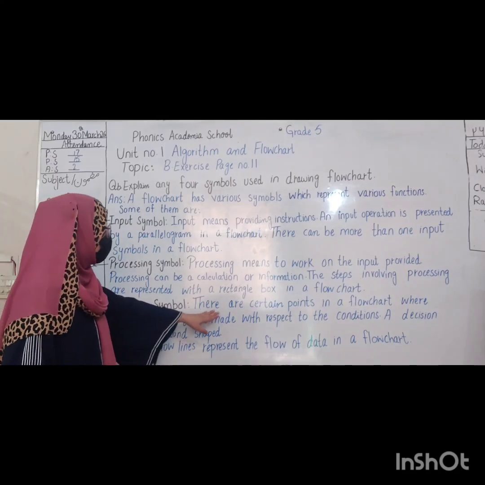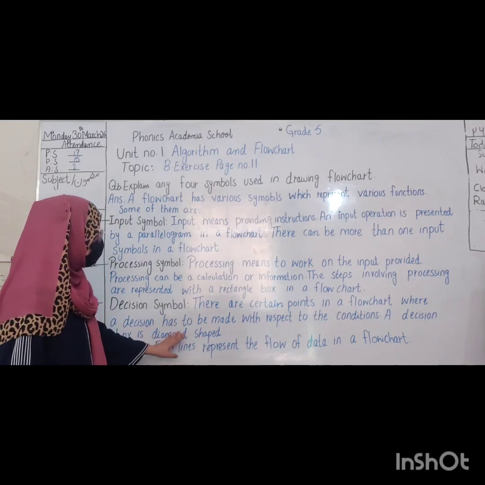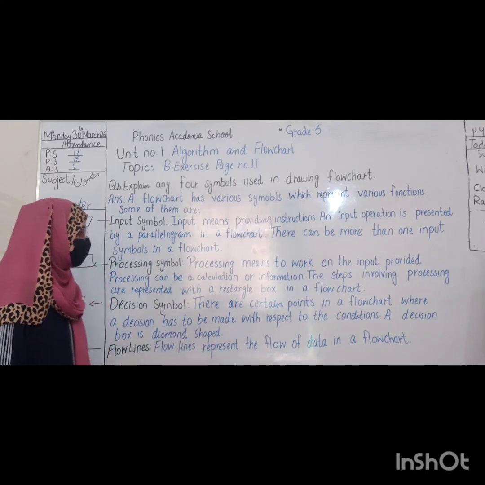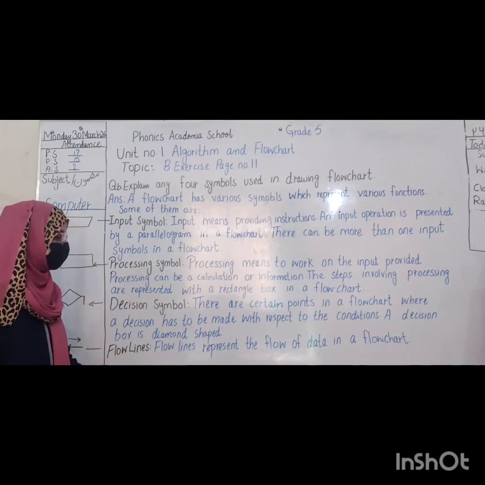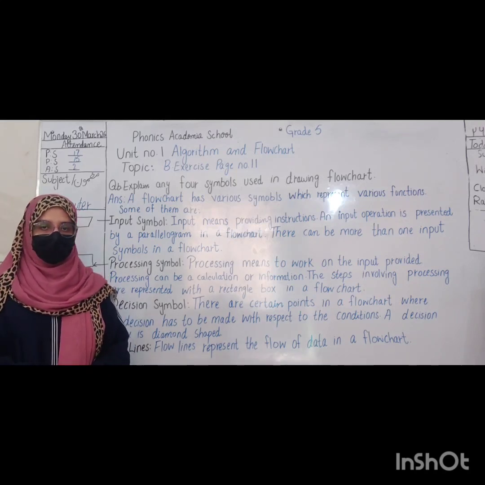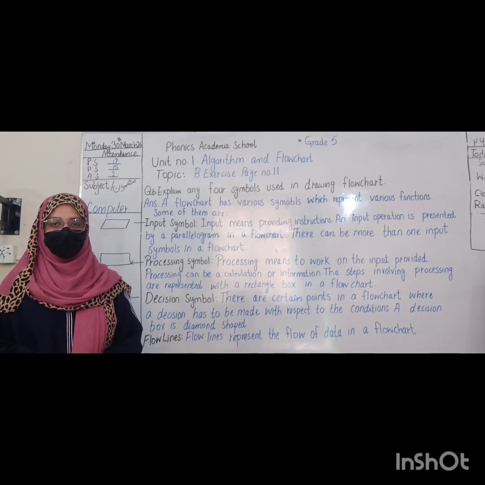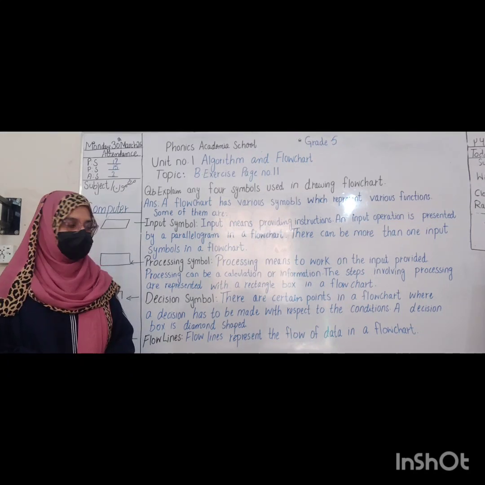Decision symbol. There are certain points in a flowchart where a decision has to be made with respect to the condition. A decision box is a diamond shape. To represent the decision symbol, we use a diamond shape symbol. और flowchart यूज करते वक्त हमें कोई भी अगर कंडीशन अप्लाई करनी होती है तो उसके लिए हम decision symbol यूज कर रहे होते हैं.